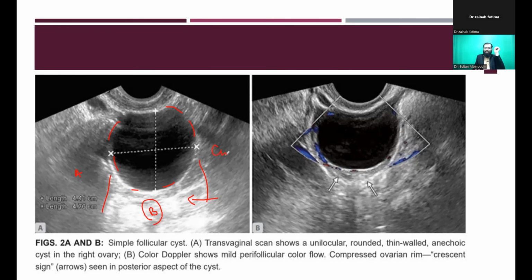That means this is a cyst. It is clear. No septa, no calcification, no internal vascularity. And if you put a color Doppler, you can see minimal vascularity in the periphery. Not much vascularity, like we see in the case of corpus luteum. And are you able to see this? Now, one more important thing. Now look here, this one. This is the ovary and this is the cyst.